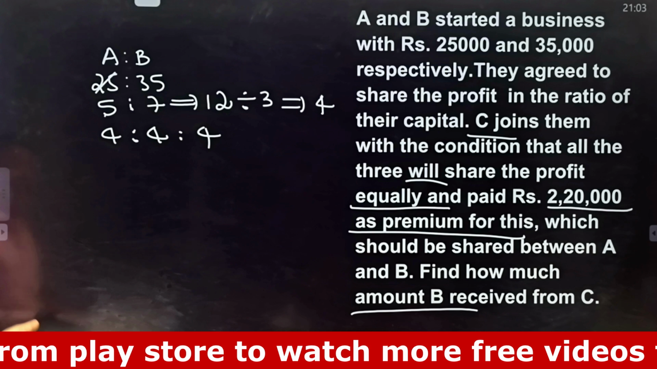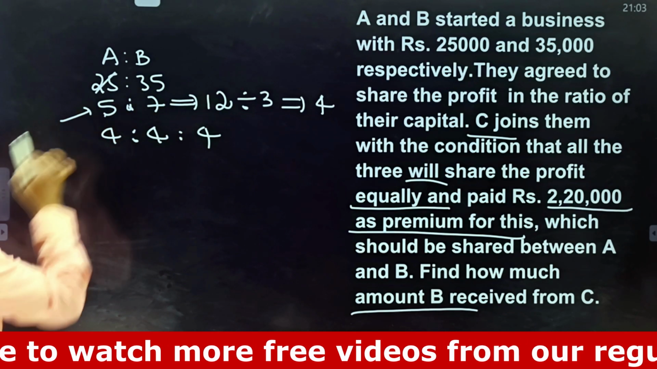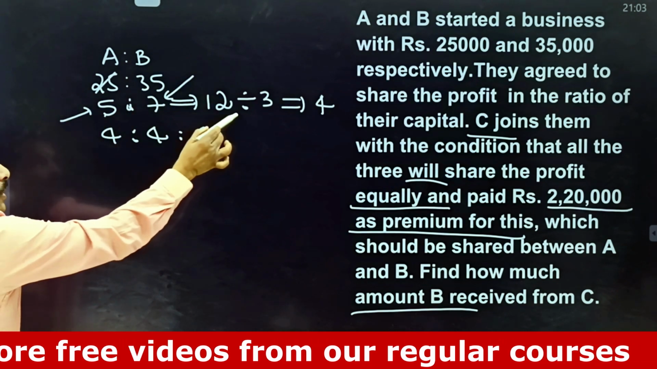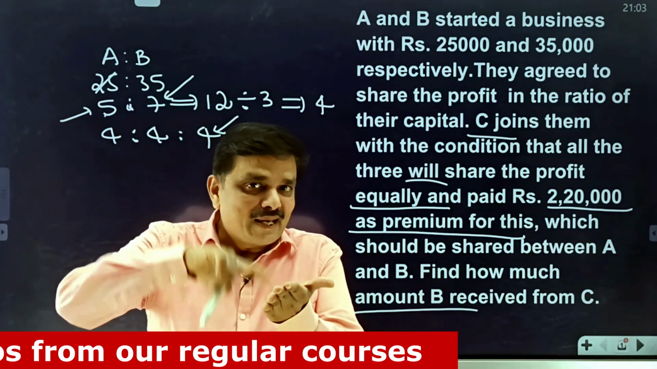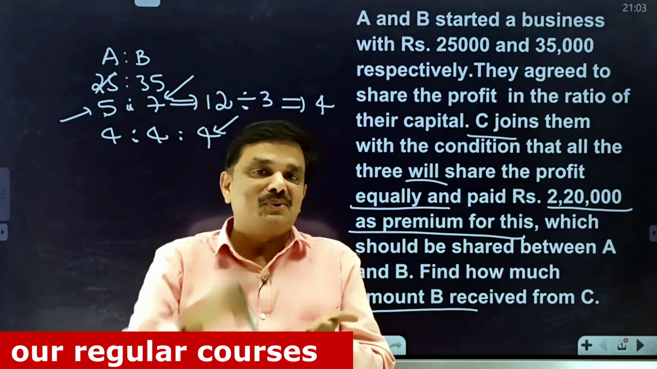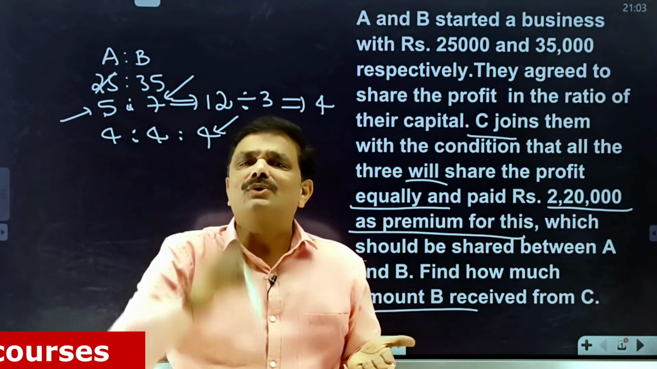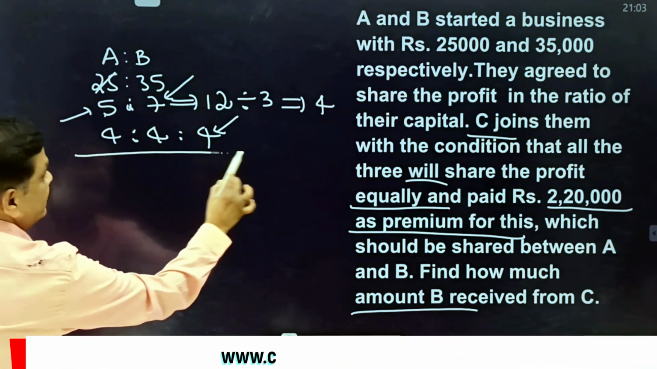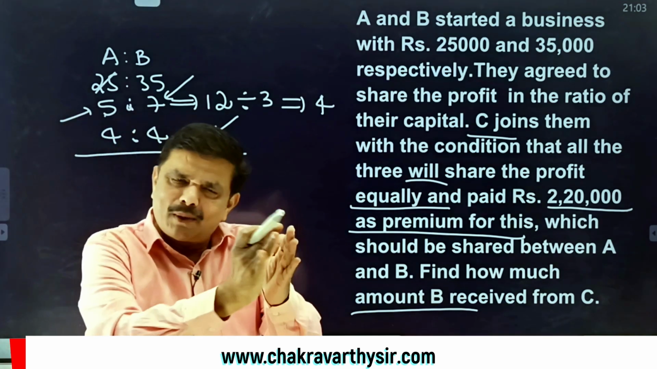But already this is the basic ratio. Already A kept 5 parts and B kept 7 parts. C kept only 4 parts. That means C has to compensate some money to A and compensate some money to B. That is called premium. Isn't it? Now, how much C should compensate as far as these figures are concerned? I'm going by the Vedic mathematics, the parts only.